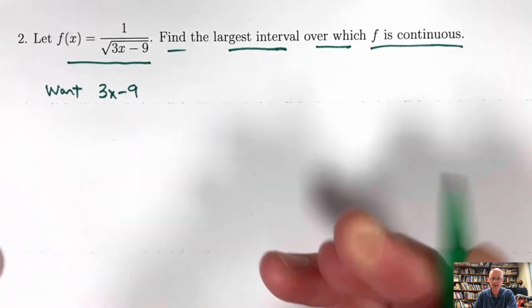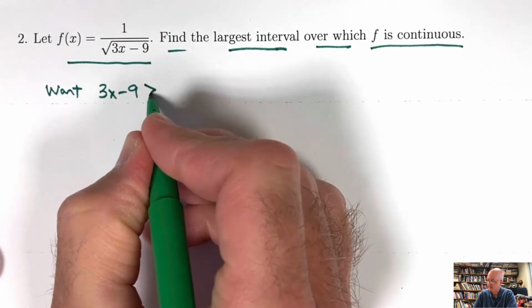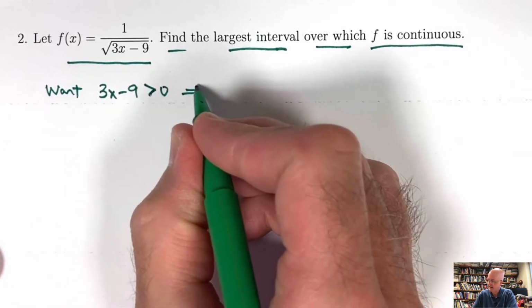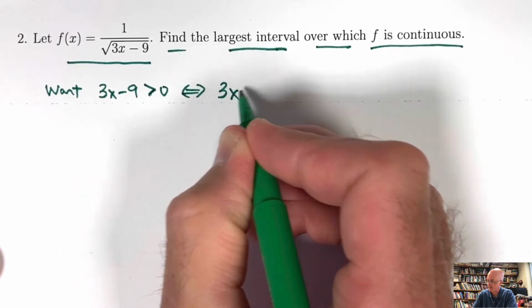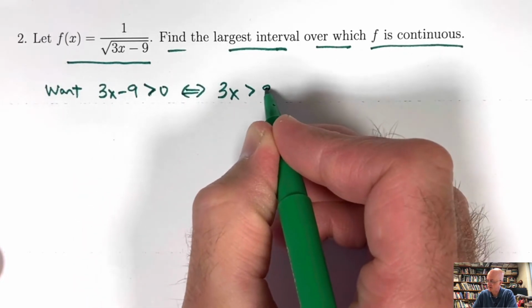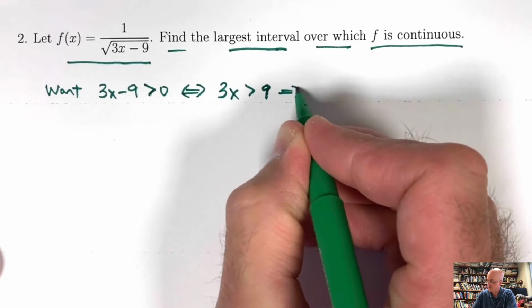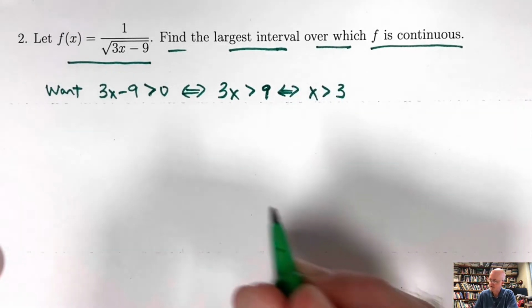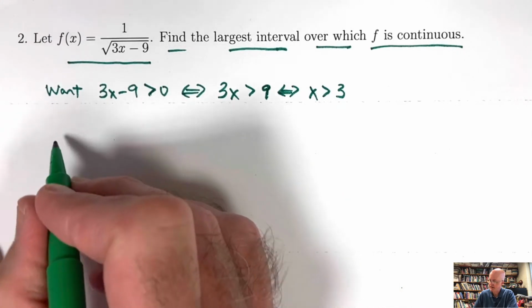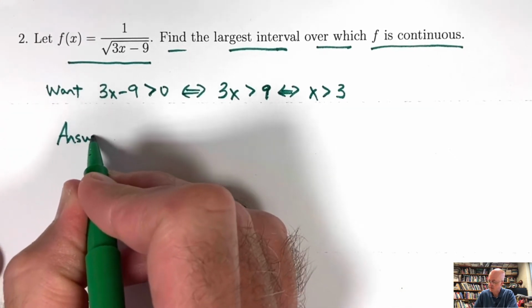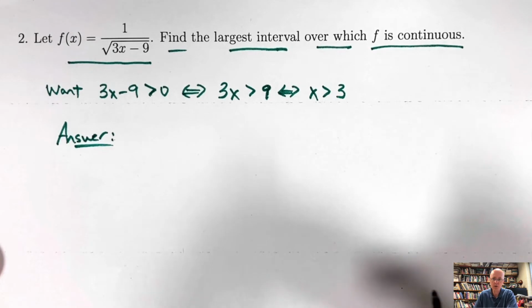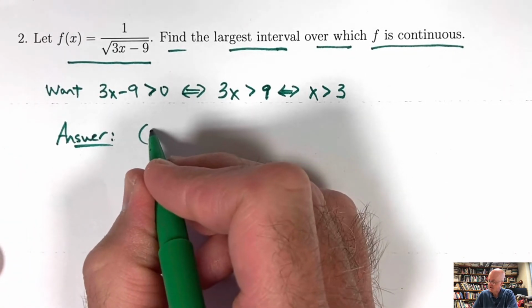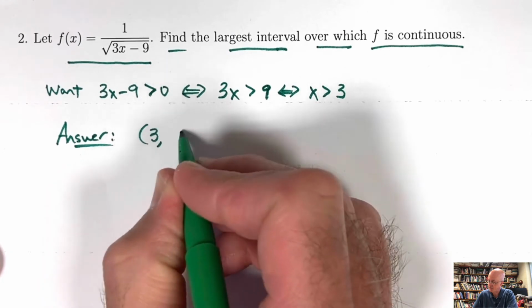You also don't want it to be negative. You want it to be positive. So we need to solve this inequality effectively. It's equivalent to saying, by adding 9 to both sides, that 3x is bigger than 9. And that's equivalent to saying, by dividing both sides by 3, that x is bigger than 3. So the largest interval on which this function is continuous could be written in interval notation as the open interval from 3 to infinity.